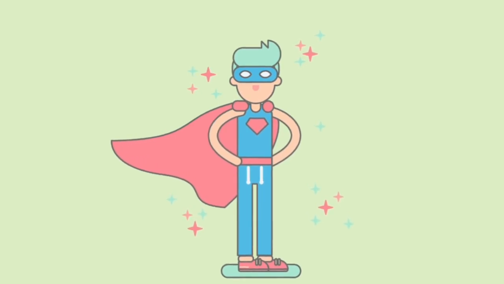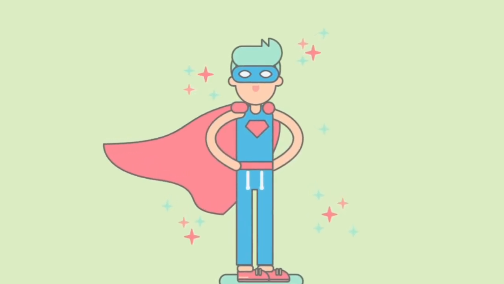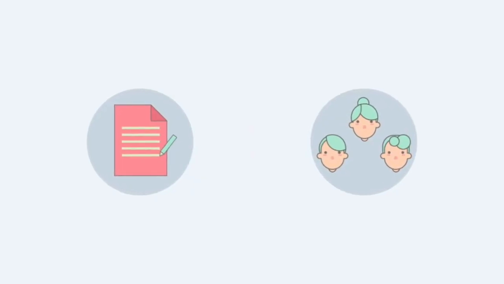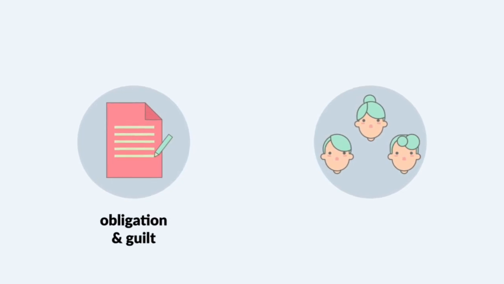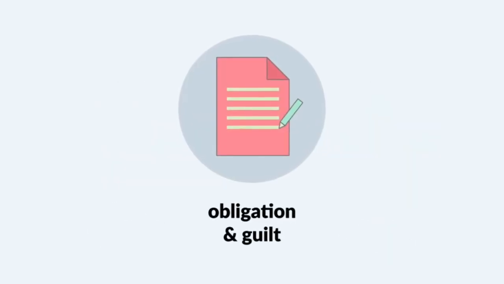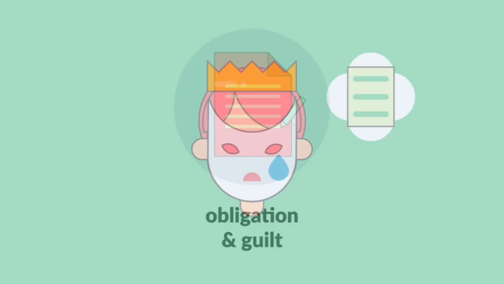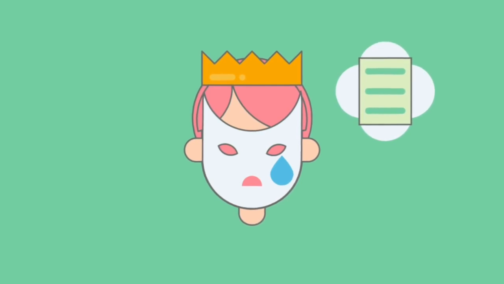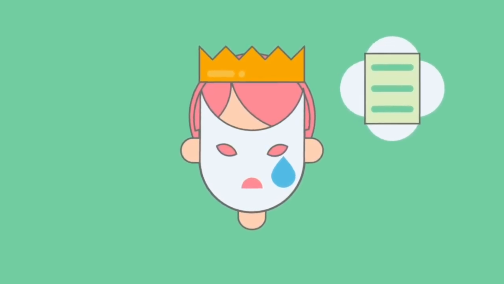So why would someone play the victim? To put it simply, they play the victim so someone will save them from their problems. They're looking for a rescuer. And how do they get a person to save them? Someone who plays the victim has two main weapons: obligation and guilt, and pity and disgust. Let's take a look at the first weapon, obligation and guilt.